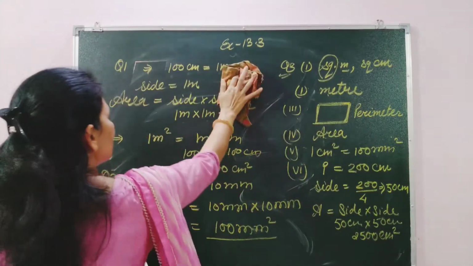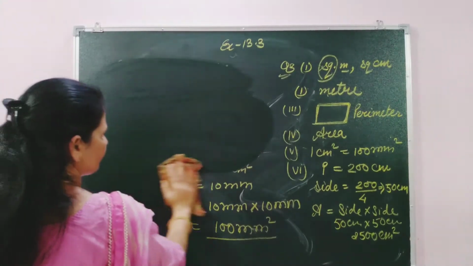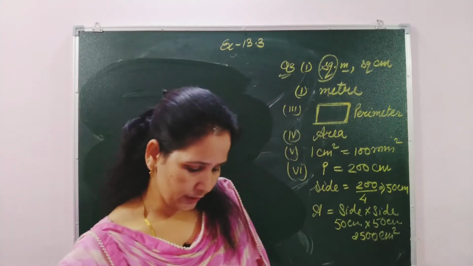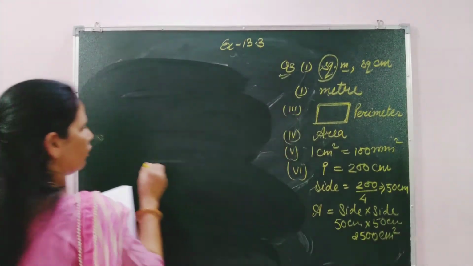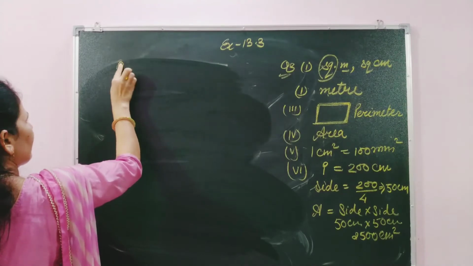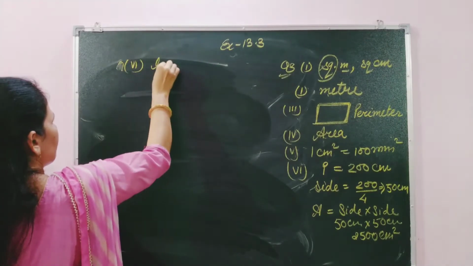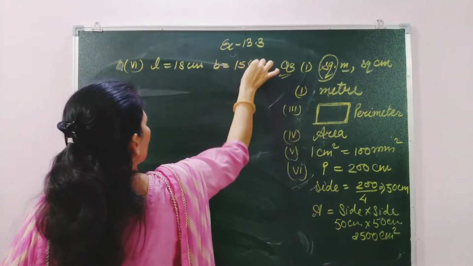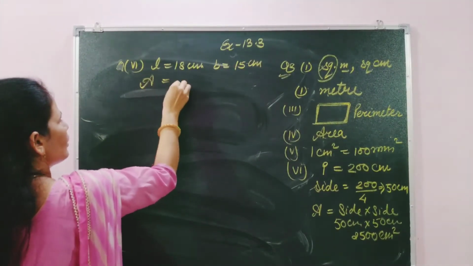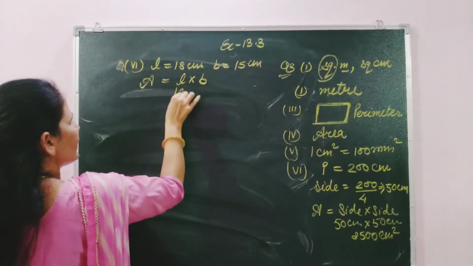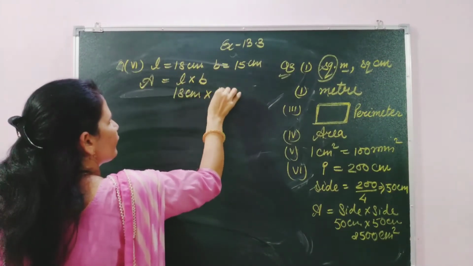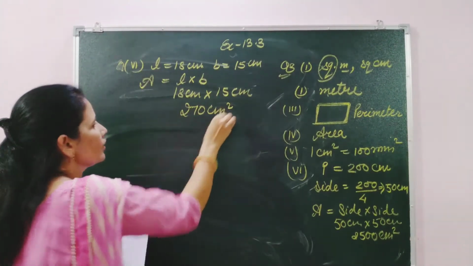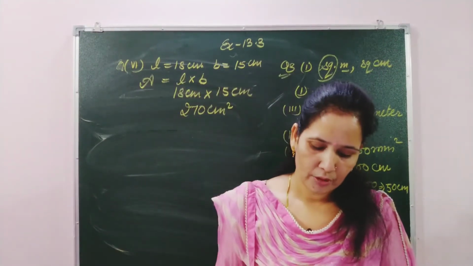Okay. Now then after its seventh part. In seventh part they have given area of rectangle. We have to find out area of rectangle whose length is 18 centimeter and breadth is 15 centimeter. As we know students, area of rectangle equals to length into breadth. So 18 centimeter multiplied by 15 centimeter. If we multiply this one, we get the answer 200 centimeter square. So this is the area of rectangle.